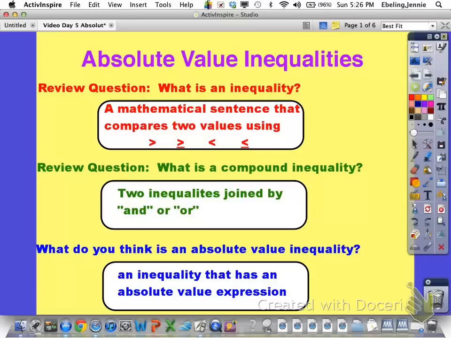Hi, today we're going to be solving absolute value inequalities. So far, we have worked with inequalities. An inequality is a mathematical sentence that compares two values using greater than, less than, greater than or equal to, or less than or equal to. We've already worked with those. And we've already worked with compound inequalities, which are two inequalities joined by an "and" or an "or". What we're going to be working with now are absolute value inequalities, which means there's going to be an absolute value expression in the inequality.